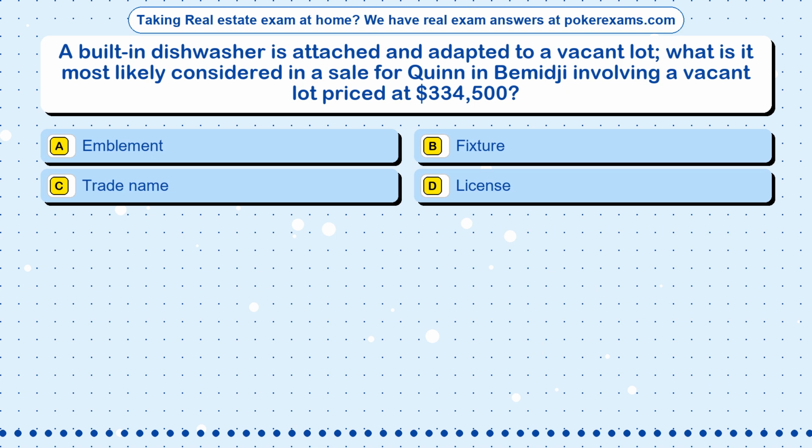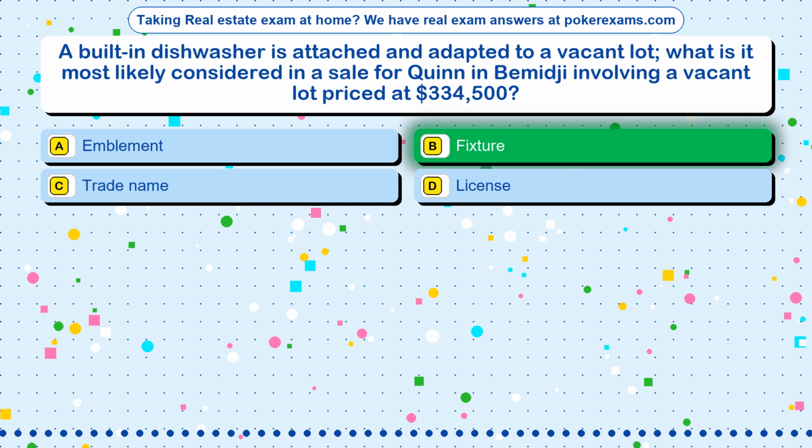Question 54. A built-in dishwasher is attached and adapted to a vacant lot. What is it most likely considered in a sale for Quinn in Bemidji involving a vacant lot priced at $334,500? Option A, emblement. Option B, fixture. Option C, trade name. Option D, license.